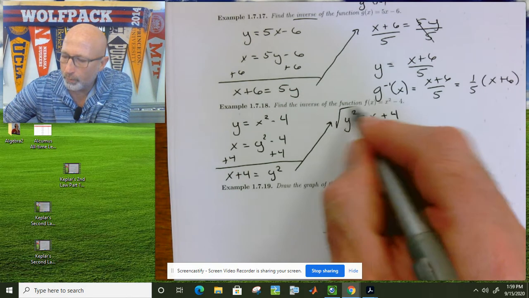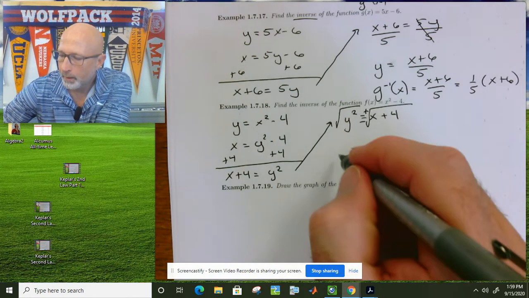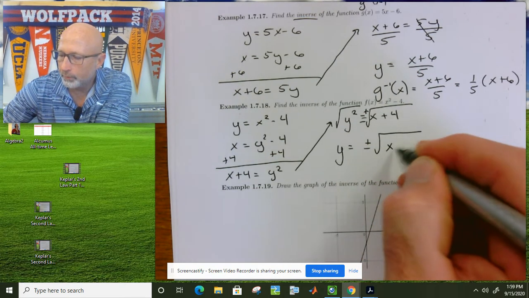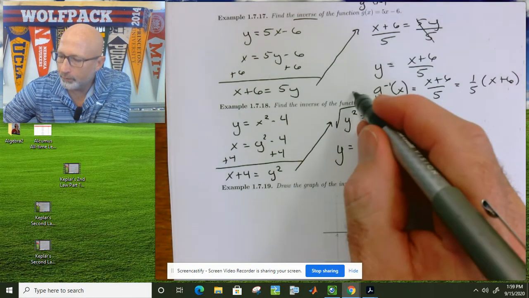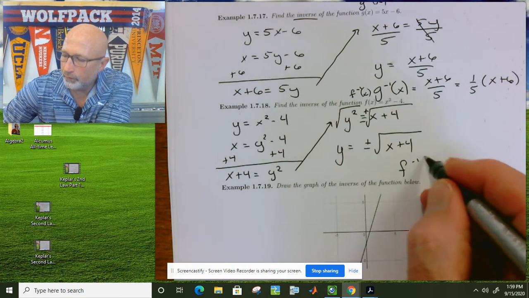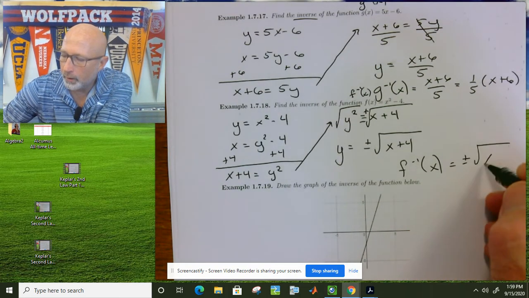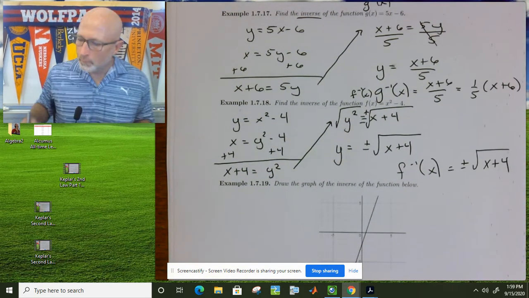Okay, now to get rid of the square, I need to square root both sides. But when you do that, you have to have the plus or minus. So you have y is equal to plus or minus the square root of x plus 4. Okay, and then the last step is substitute back in the inverse notation. So you have the inverse function of f is equal to plus or minus the square root of x plus 4.